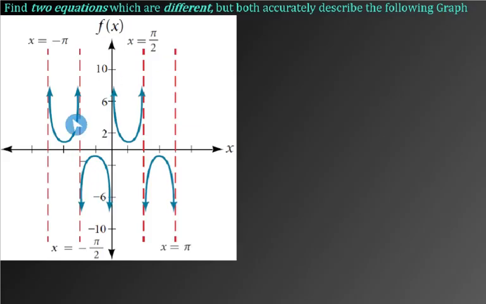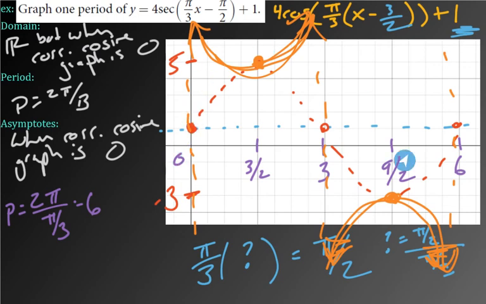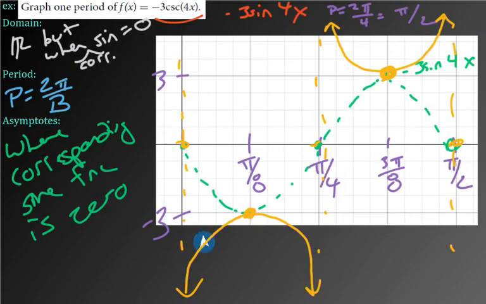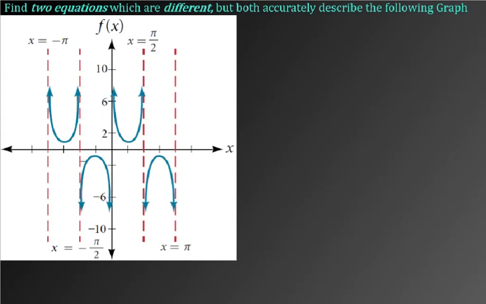All right, this is going to be the last example I want to do in this video. A secant graph and a cosecant graph look very similar because sine and cosine look very similar, right? So sometimes when we see a graph like this, we don't really know whether it's a secant or a cosecant. It could be either one. And so we could ask a question like this: find two equations that are different, but both accurately describe this graph.